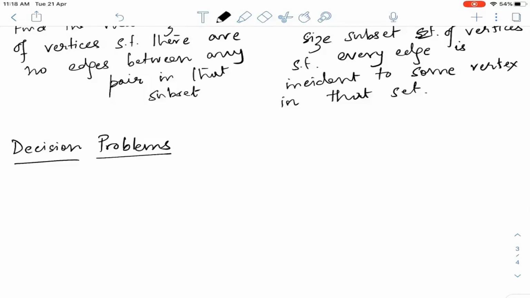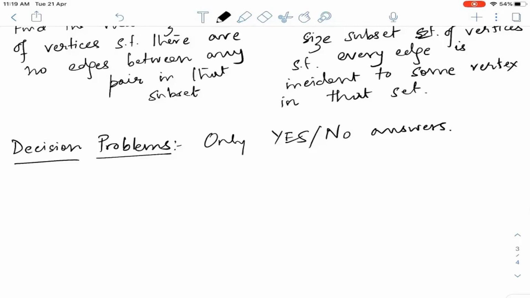So what are decision problems? They have only yes or no answers. One example which you have seen is a searching problem. I give you an array and an element and ask: does this element occur in this array? That's a yes/no question. You don't have to give me a number, you just have to answer yes or no. So that's an example of a decision problem.